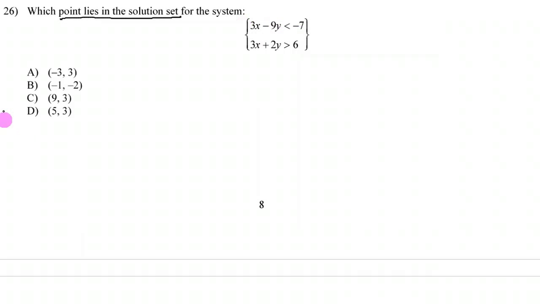So it has to be something that's true when I plug it in. So let's just go through each one of them and plug them in and see which one works. So let's start with this one. Negative 3 for x and 3 for y. So make sure you remember that. It's x comma y. So I'll plug it into the first one. It has to work for both, so let's make sure we check both.